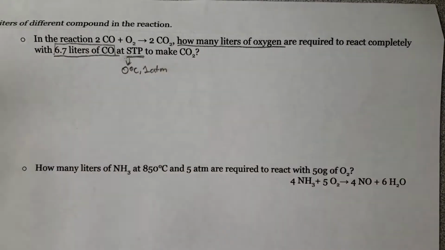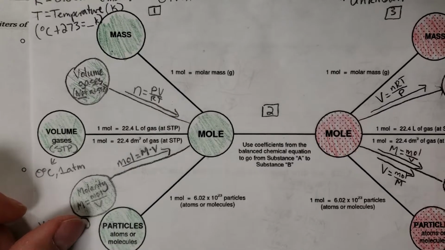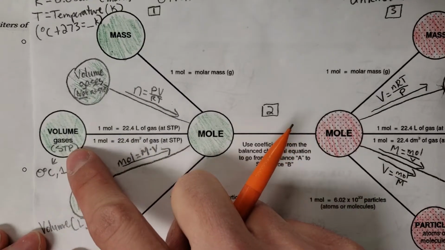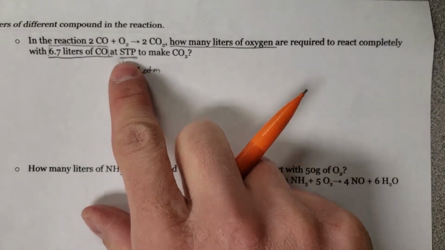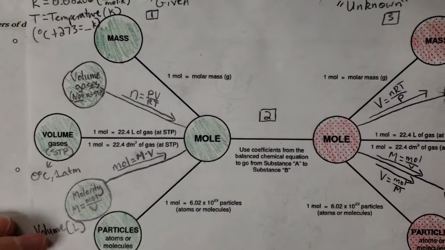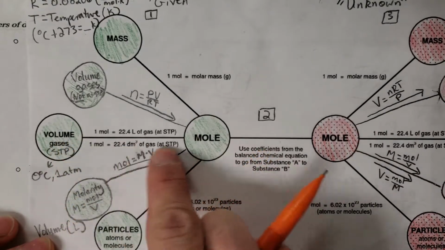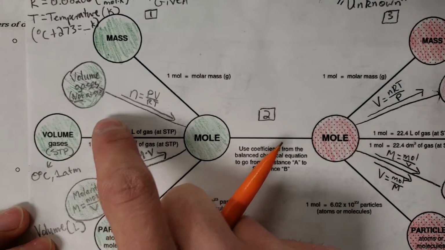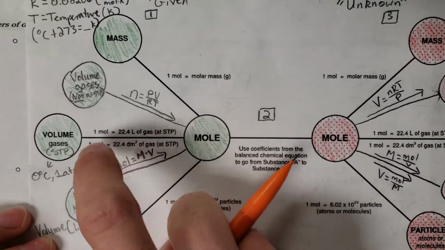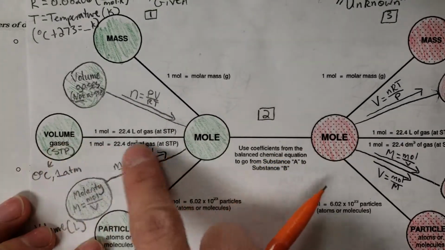If we map out our process here, we're always starting on the green side. Since we know we're at STP, as the question said right here, when we're talking about volume, at least for our starting substance, it's always going to be this pathway right here. We don't have to plug into any equations. If it was not at STP, we would need to use this, but it is.